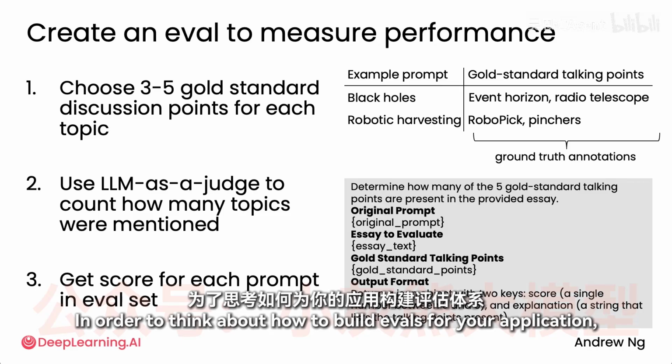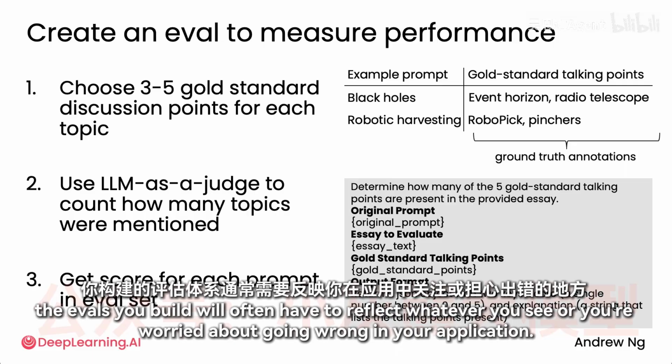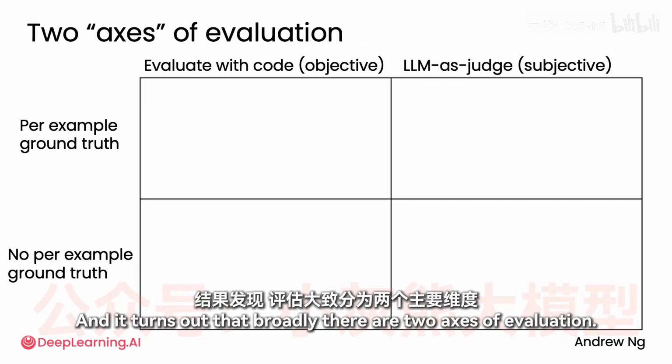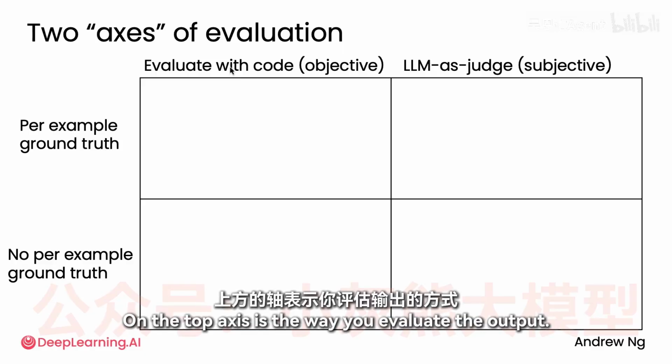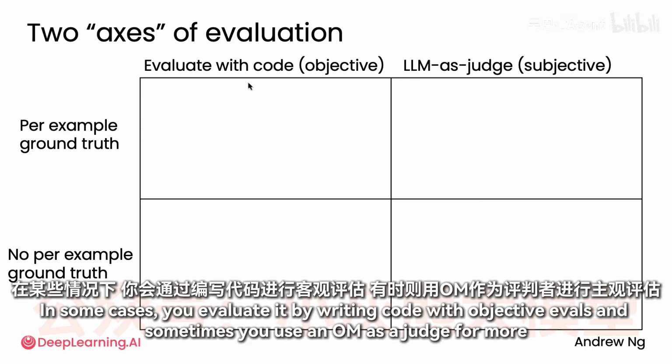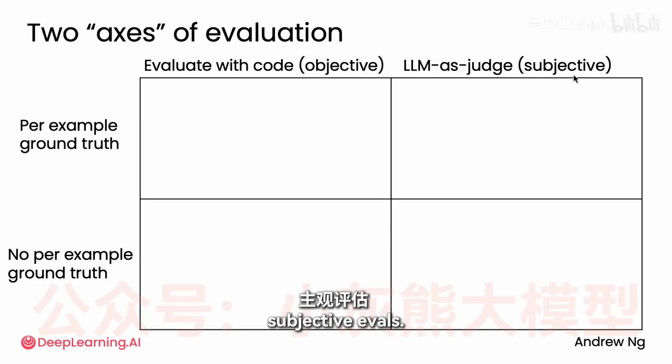In order to think about how to build evals for your application, the evals you build will often have to reflect whatever you see or you're worried about going wrong in your application. And it turns out that broadly, there are two axes of evaluation. On the top axis is the way you evaluate the output. In some cases, you evaluate it by writing code with objective evals, and sometimes you use an LLM as a judge for more subjective evals.